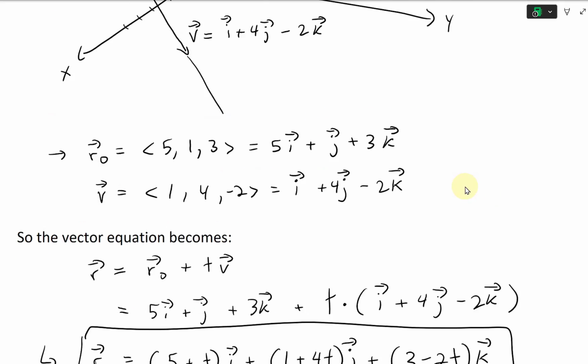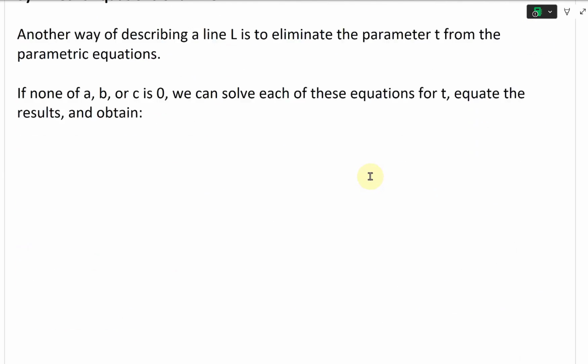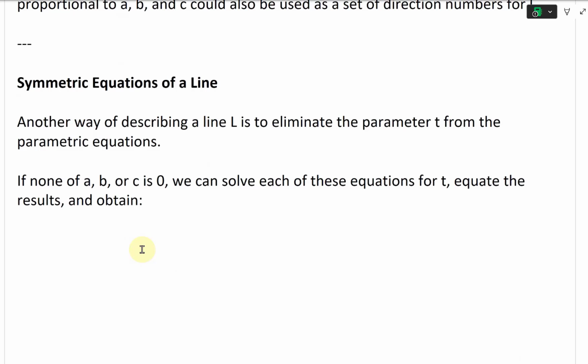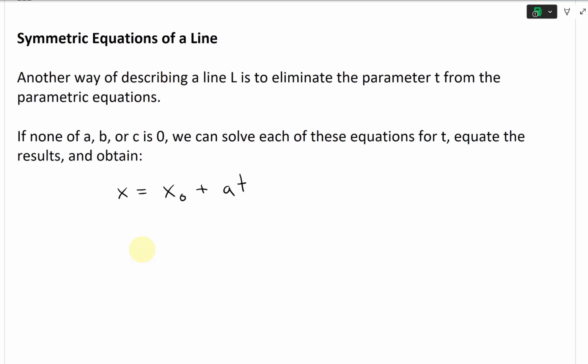So if none of them are zero, we could rearrange it. If we have x equal to x naught plus at, now we could solve this for t. So move this over to this side and then divide it out. This one we subtract, this one we divide, so we get t is equal to x minus x naught over a.